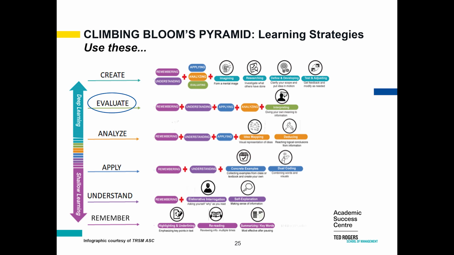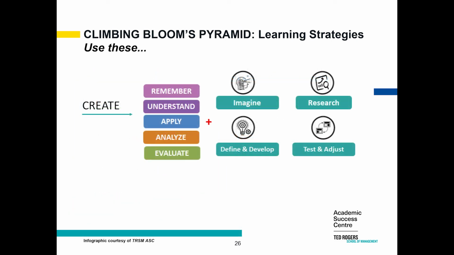Finally, the topmost tier of the pyramid is about creation. To create, we use the learning strategies of each previous tier and add 4 new strategies to further bolster our learning. The first strategy is imagining. The second is researching to investigate what others have done in this area. The third is about defining and developing to clarify your scope and put ideas in motion. The final learning strategy to help in creating is to test and adjust through feedback and modification.